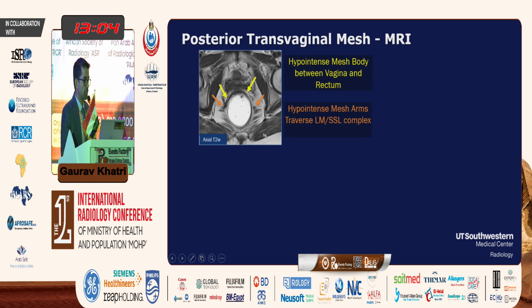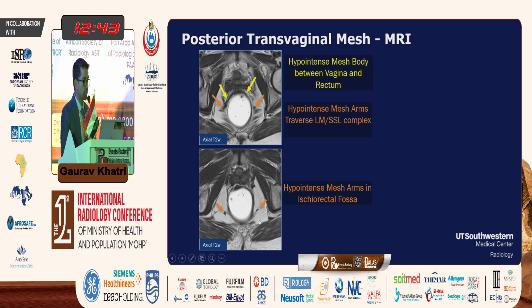Here's a different patient. This one has a posterior mesh. You can see this is the rectum and this is the vagina. This dark band placed between the rectum and the vagina is the posterior mesh. You can see it's along the anterior rectal wall. And again, this is the puborectalis muscle. The arm is crossing through the puborectalis muscle into the ischiorectal fat. If you keep scrolling down, you can follow these arms nicely in the ischiorectal fat.